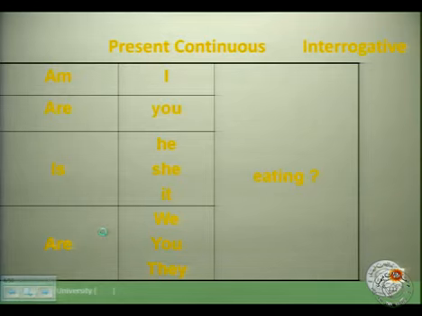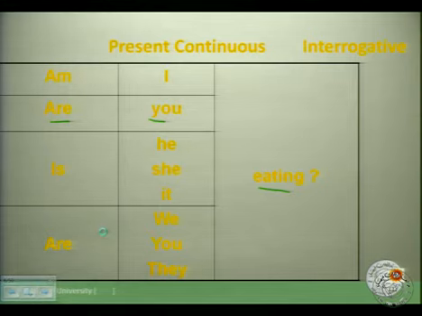And then, interrogative. How do we interrogate? How do we make a question? It's very easy. We move verb to be to the beginning of the sentence. We have I am eating. It becomes am I eating? You are eating. It becomes are you eating? Is he, is she, is it eating? Are we, you, they eating? Very, very simple. So in the final exam, when you have a sentence like this and you have four choices, choose the one where the verb to be is in the beginning of the sentence.